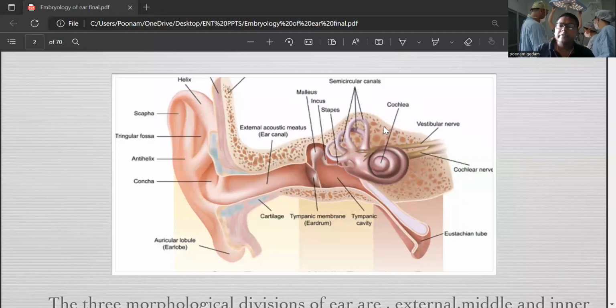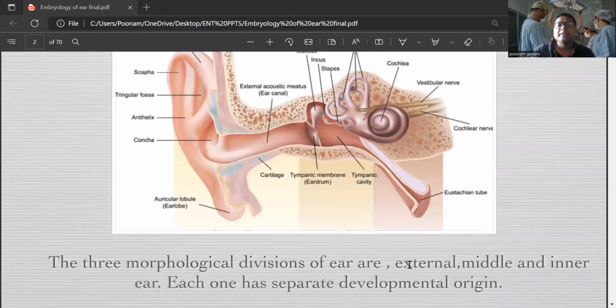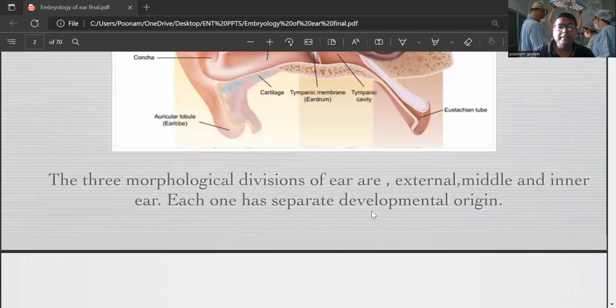Hello everyone, in this lecture we'll discuss the embryology of the ear. You can see that these are the three morphological divisions of the ear: external, middle and inner ear, each having a separate developmental origin, which we'll discuss in the coming slides.